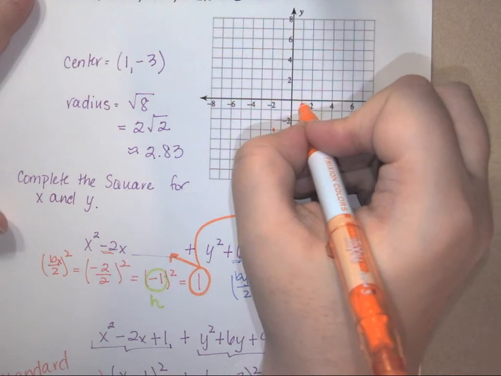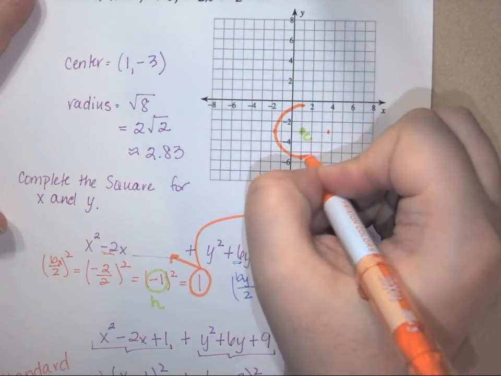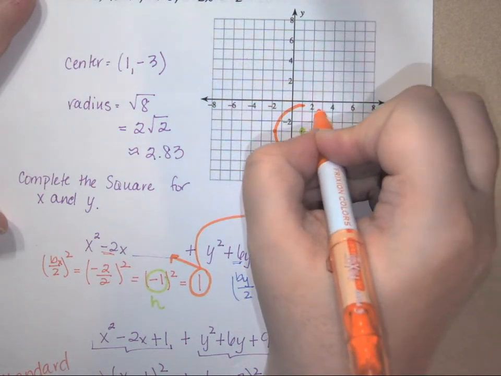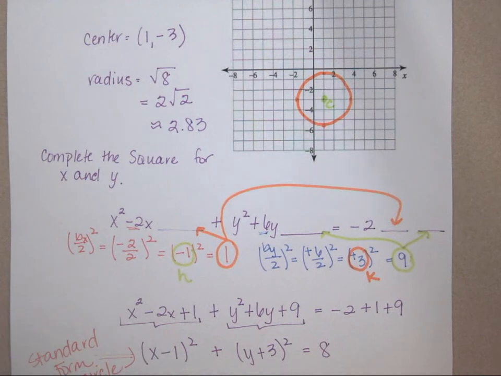Now just like before, I'm going to go ahead and connect all of my dots in a circular motion. And there I have it, my circle.